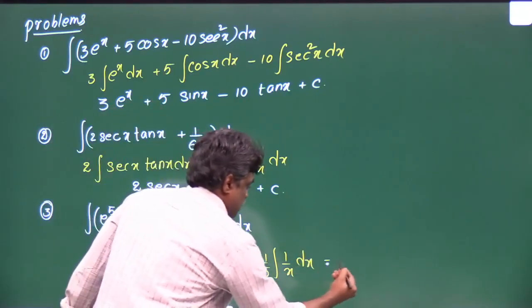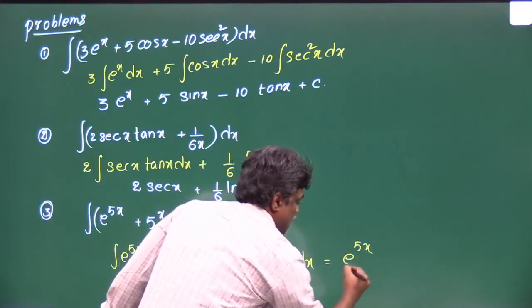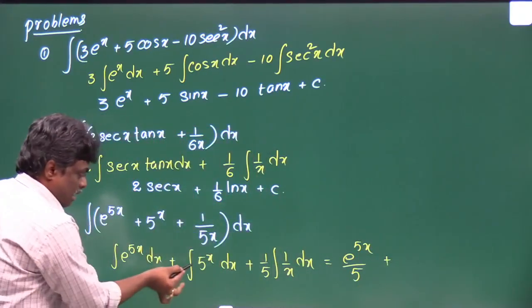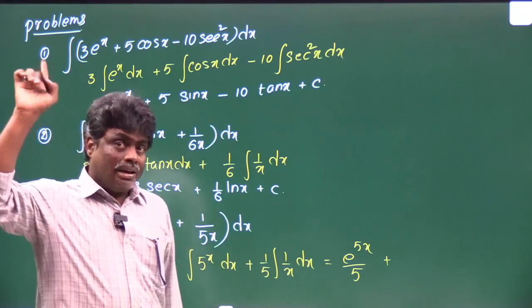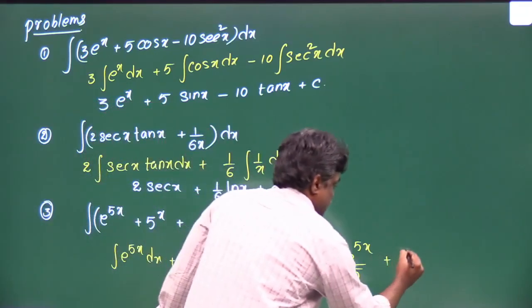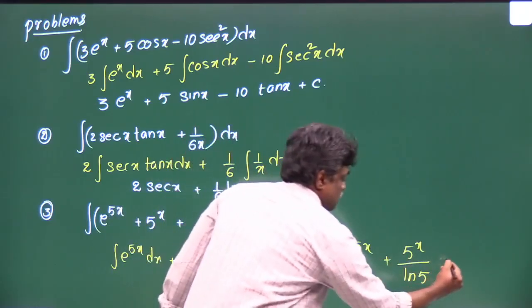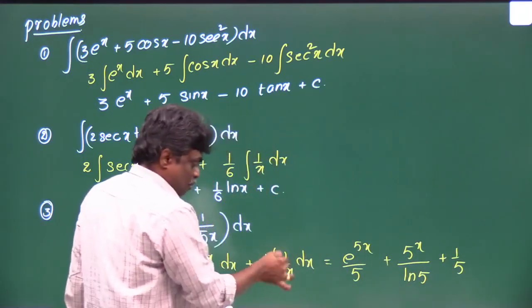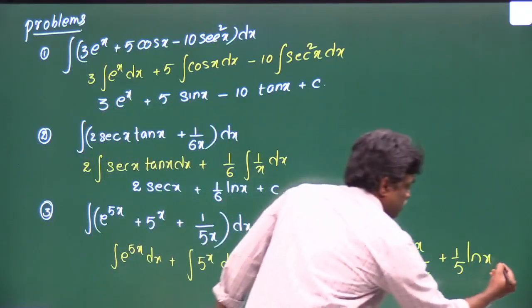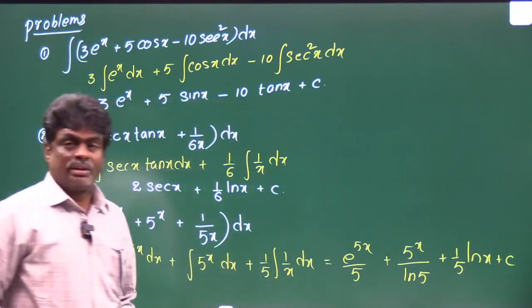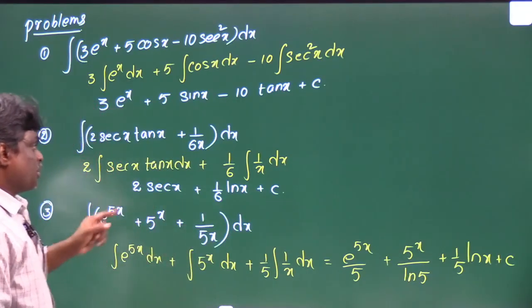So we can write this, e power 5x, that is e power 5x by 5, plus, and this is a power x, integral is a power x by log a, so here it is 5 power x by log 5, and plus this is 1 by 5, and the integral of 1 by x is log x, of course. So indefinite integral, that's why we need to take the set of all antiderivatives, that's why we have to write a plus c. Please check your answers.